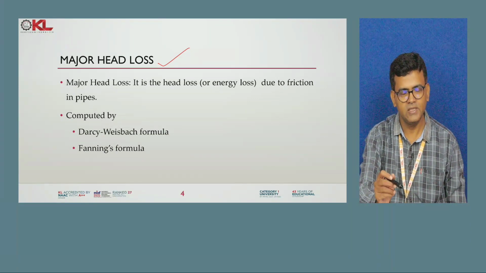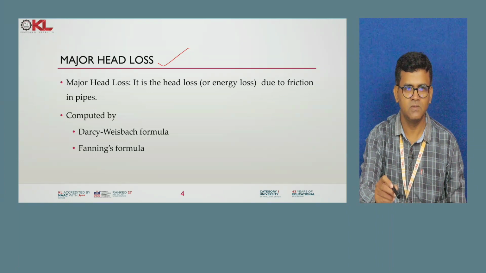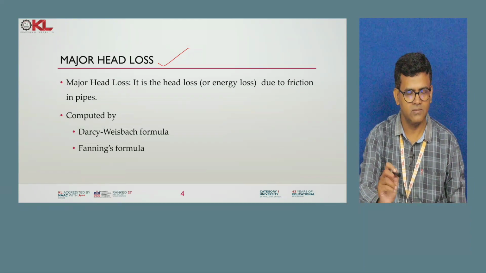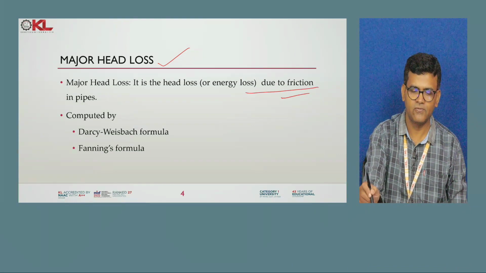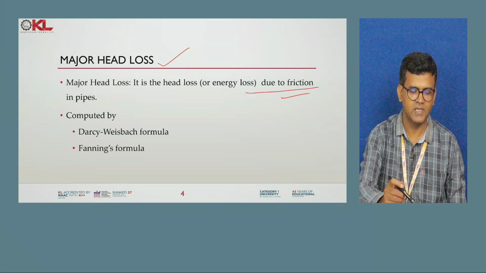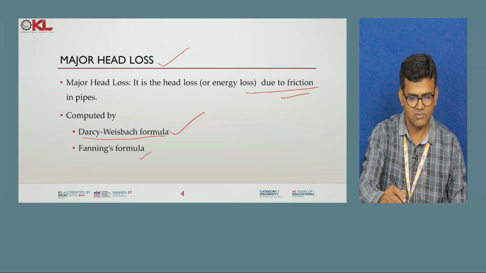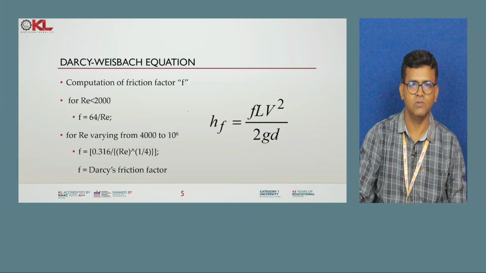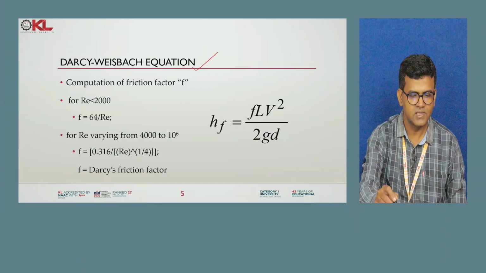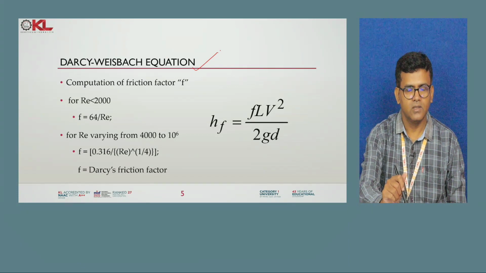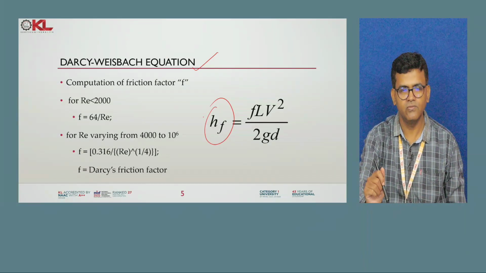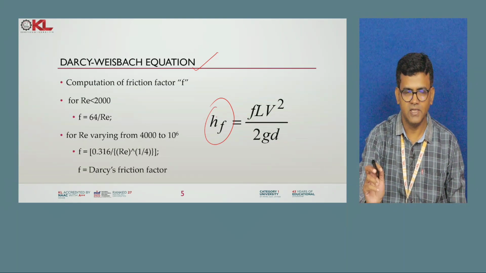Energy loss: in the previous session we have already discussed how to represent energy in terms of the energy head. Now here we are talking about the major loss and minor loss. Major loss is because of the friction in the pipes. It can be computed using the Darcy-Weisbach formula. Fanning's is also given, but mainly we use the Darcy-Weisbach formula. As per the Darcy-Weisbach equation, this is the head loss due to friction. hf is the energy loss in terms of head due to friction.